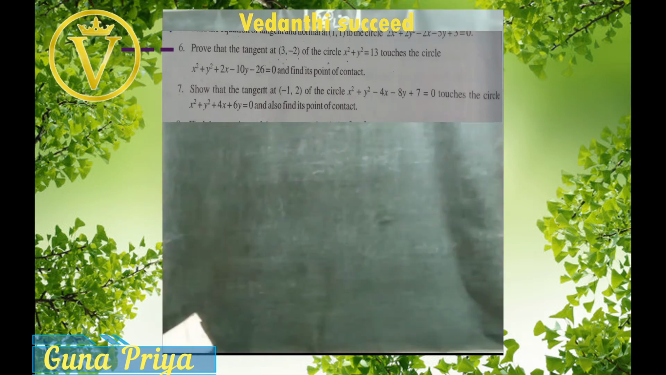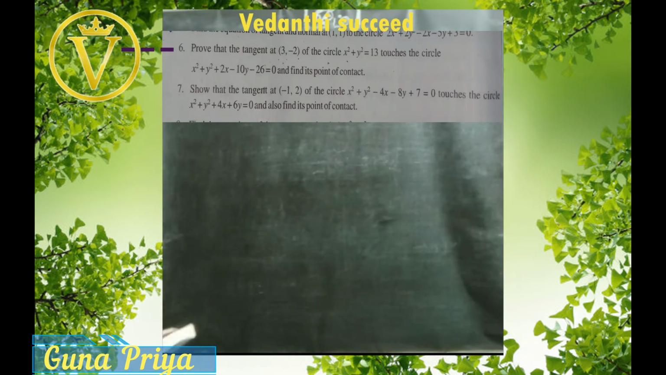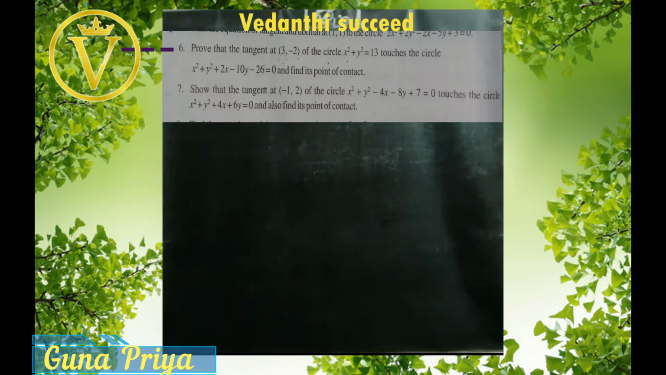Sixth problem. Prove that the tangent at (3, -2) of the circle x square plus y square equals 13 touches the circle x square plus y square plus 2x minus 10y minus 26 equals 0 and find its point of contact. So here in this question they have asked two things. First one is we have to prove that, and second one is we have to find out the point of contact.